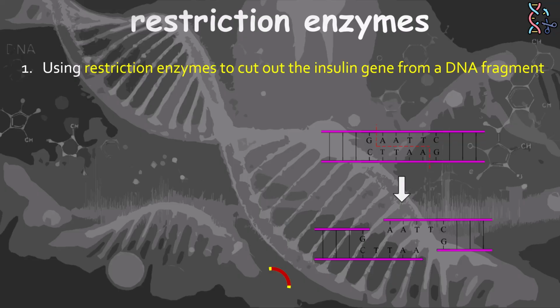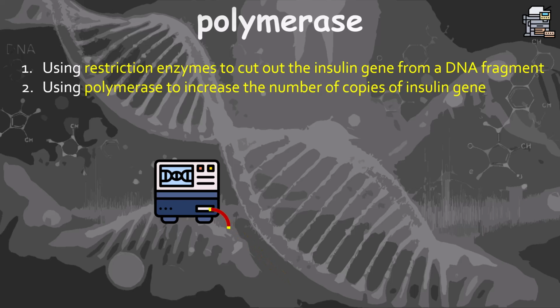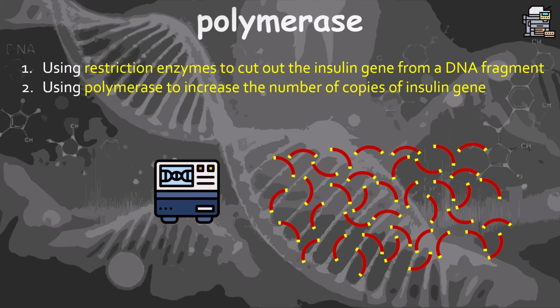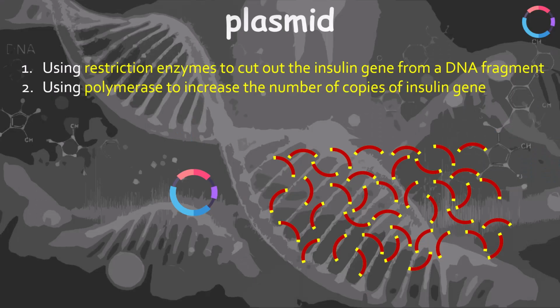After cutting out the insulin gene, we need to make more copies of it using polymerase. By adding the insulin gene into a polymerase chain reaction machine, it can produce many copies of the gene, increasing the chance of it being incorporated into a plasmid. Plasmid is bacteria's form of chromosome. Instead of a double helix, bacterial DNA is circular in shape.